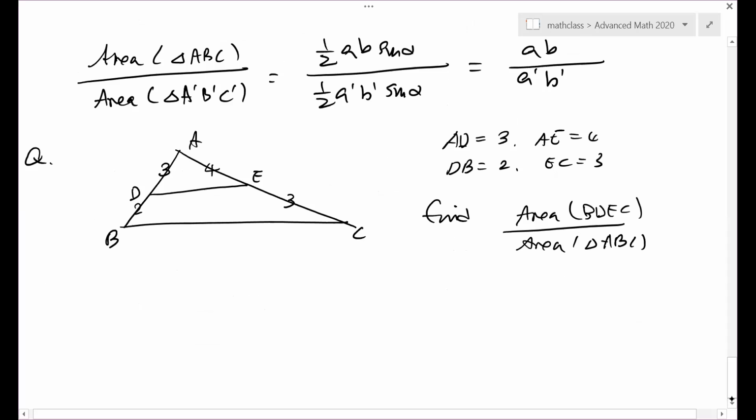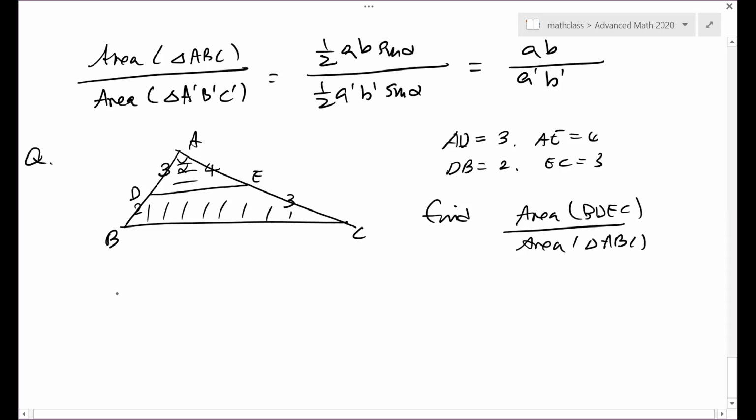When you look at this, DBEC is the bottom part. We're trying to find the ratio of the areas of those two parts. How can I do that? Well, these two triangles share the same angle, alpha. So you can compare those two triangle areas.